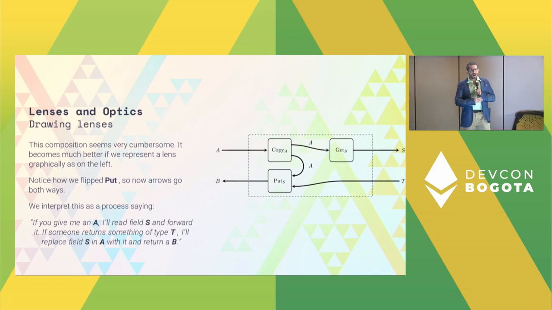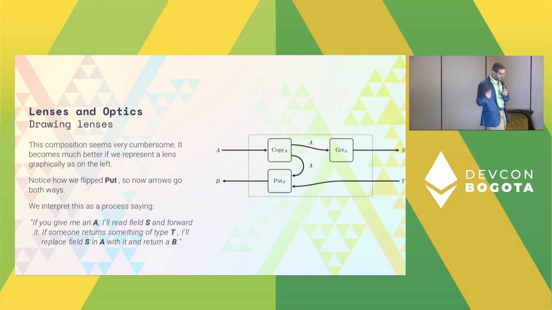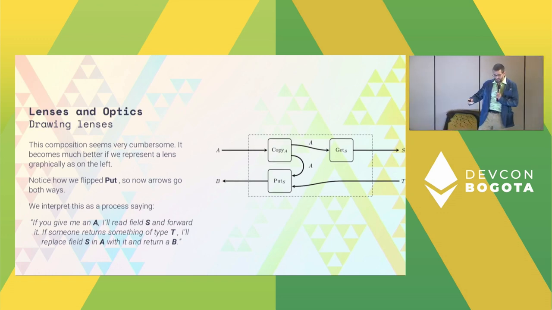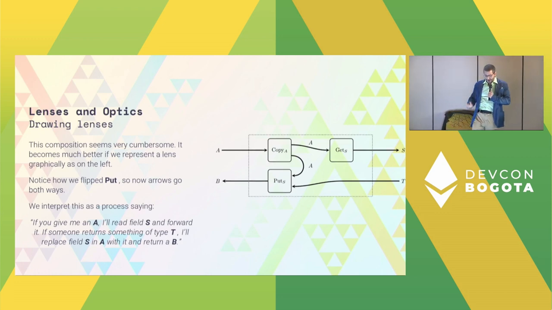This is an example of a bimodular data accessor. The way you can think about it is as a process that says, if you give me an A, I will read field S and forward the output to you. And if someone else from the future will give me a T, I will replace S in A with it and return you a B.